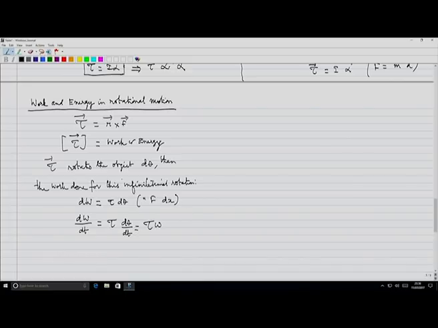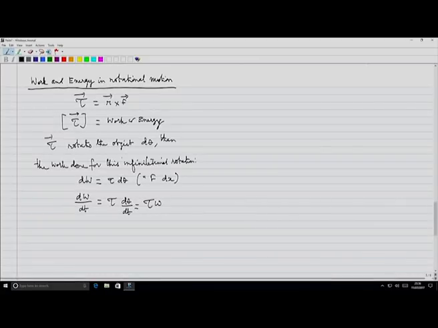So what is this quantity? The rate at which the work is done is the instantaneous power. What is the rate at which the work is done? That is what you call the power. And so we have power is equal to tau times omega. It's a scalar quantity.